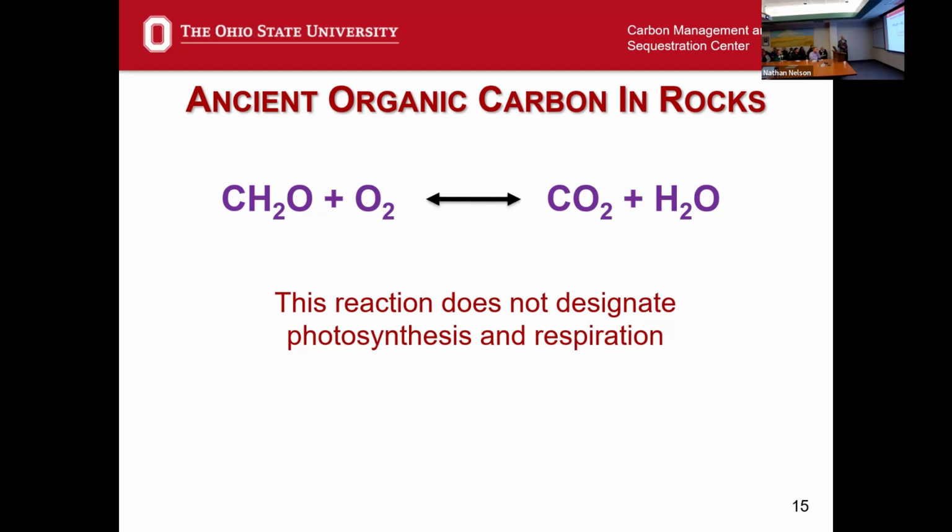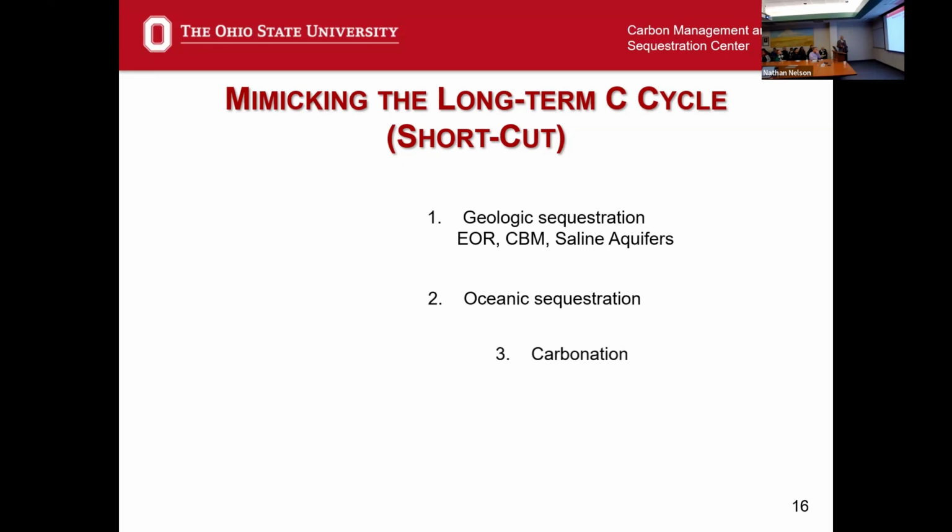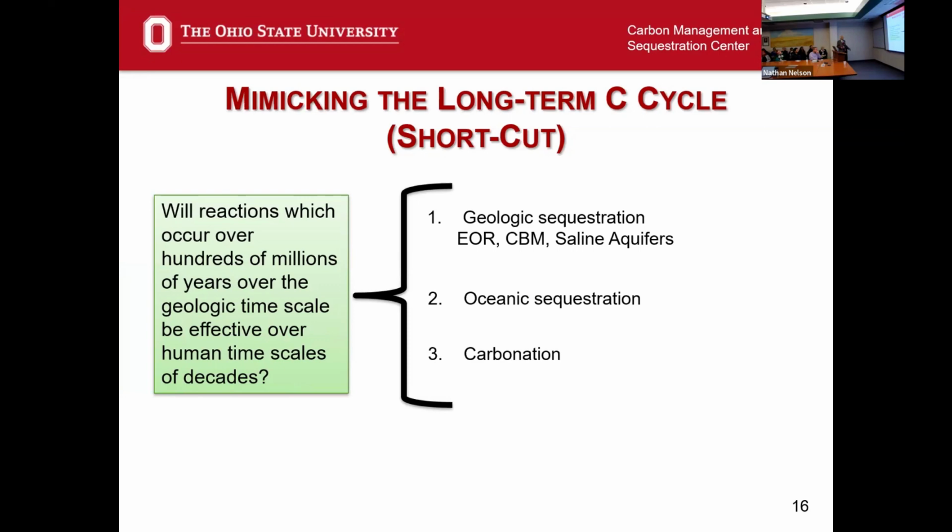Now, how can we mimic the long-term carbon cycle to achieve geologic sequestration, for example, improving the release from the rocks and the burial of carbon in saline aquifers, which kind of mimics the long-term carbon cycle. Oceanic sequestration, the same thing, mimicking that. Carbonation reactions occur over hundreds of millions of years, but we are trying to somehow accelerate them and see if we can lead to long-term storage of carbon from the atmosphere.